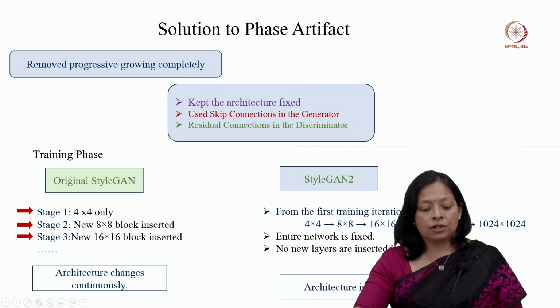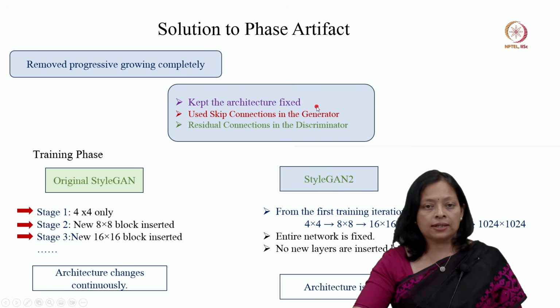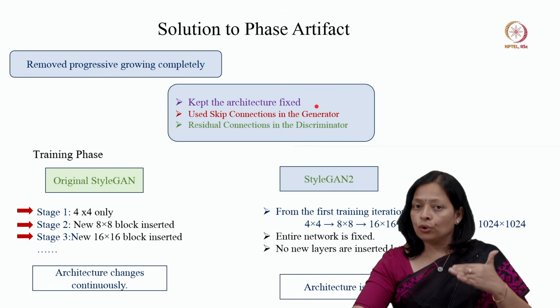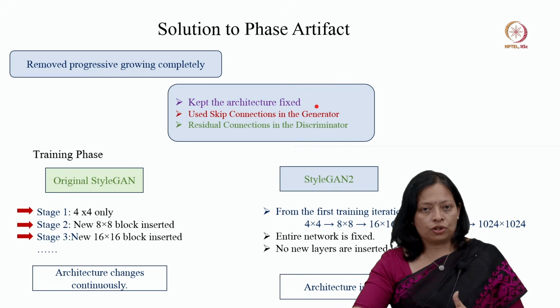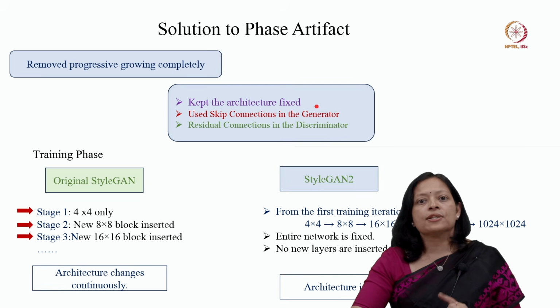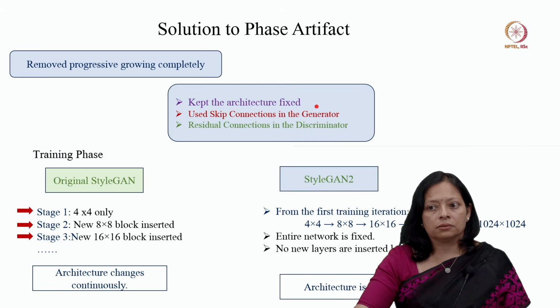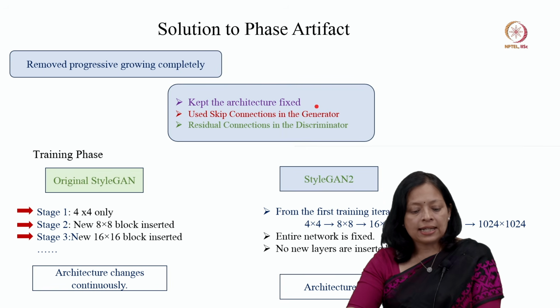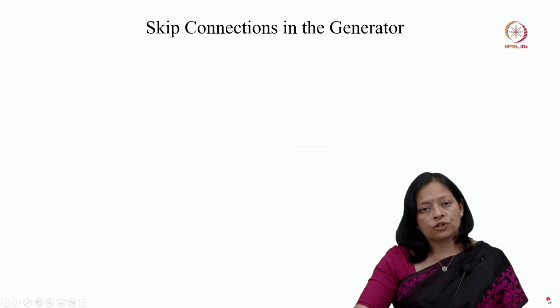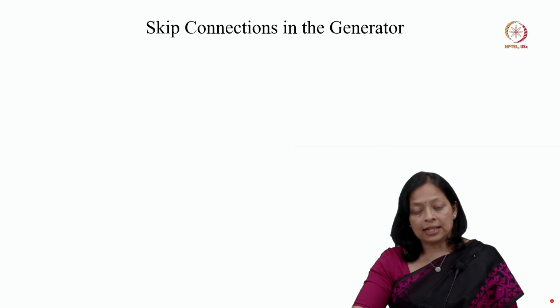So, the architecture is fixed, that is what has been told here: keep the architecture fixed, do not keep on adding new layers in the architecture during the training phase. So, that is one of the changes that they have done in the architecture in StyleGAN 2 compared to original StyleGAN. Then the second thing that they have done is skip connections, they have introduced skip connections in the generator.